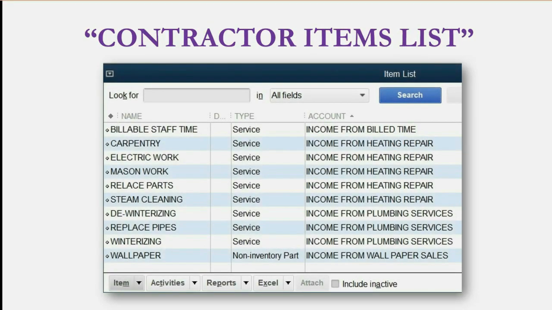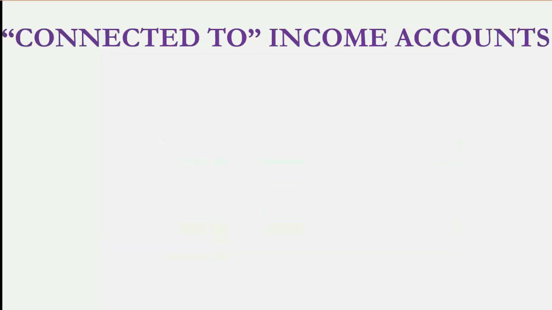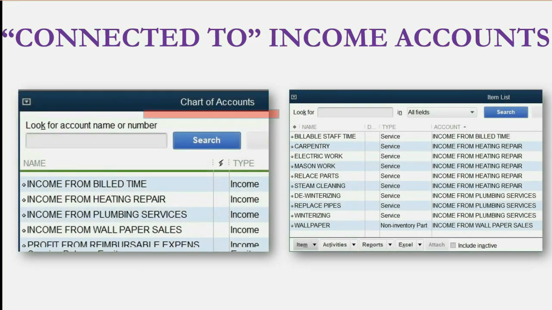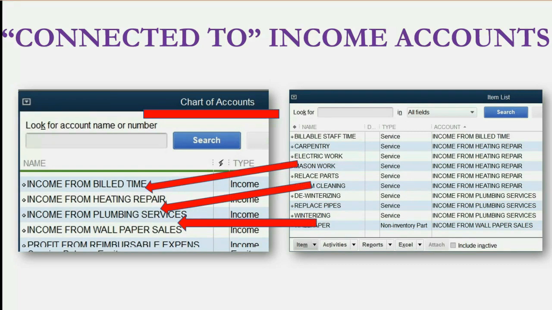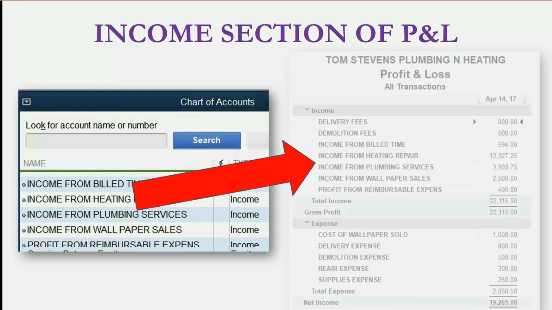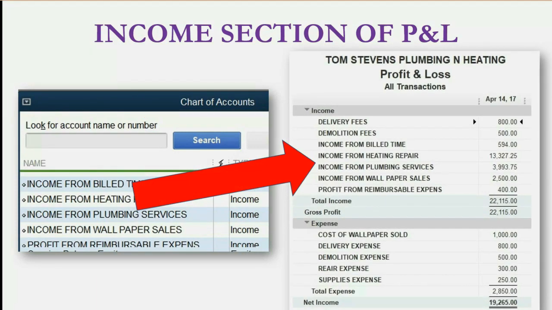Now, this is the items list that we have been using for the course. And if you remember, we set these items up at the beginning of the course when we set up everything for your contractor file. These items are connected to income accounts that you had put in the chart of accounts when you originally set up the file. And you need several income accounts in your chart of accounts if you want to see a detail of the income section of your profit and loss.